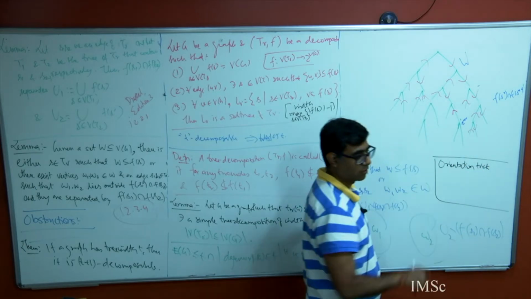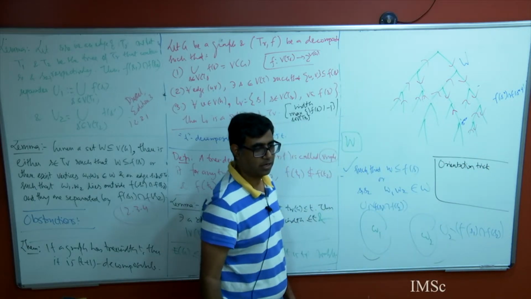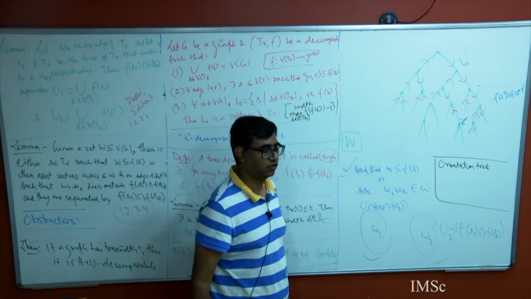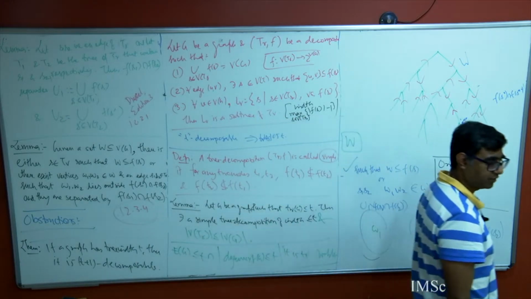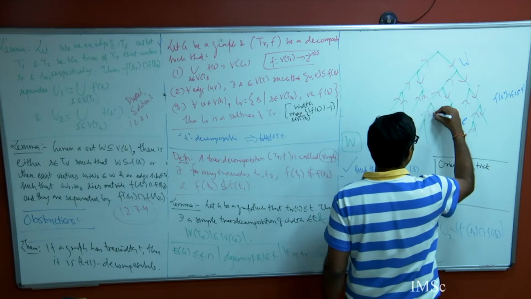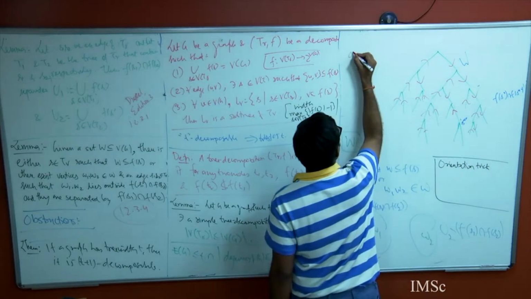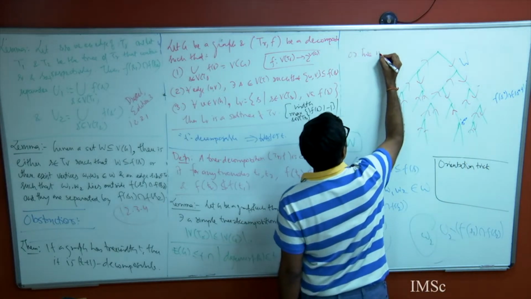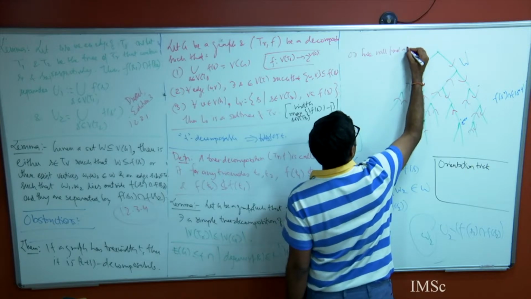What is this? This is a forest, right? This is a tree, right? So any orientation of this tree is a DAG. So there is a sink. Okay, either I succeeded or we will find a sink.